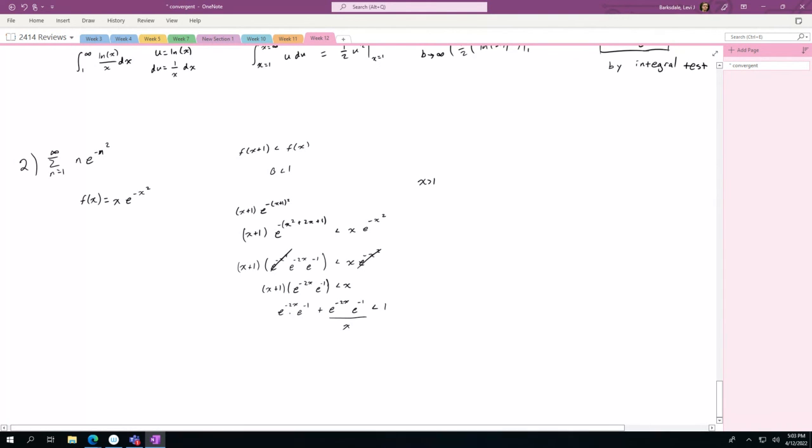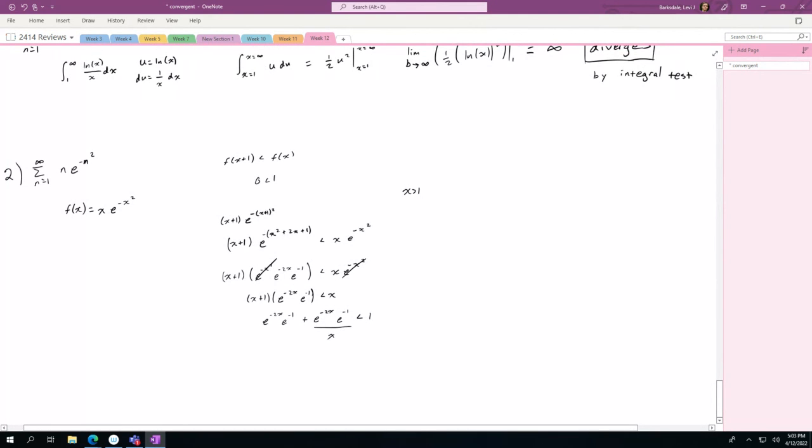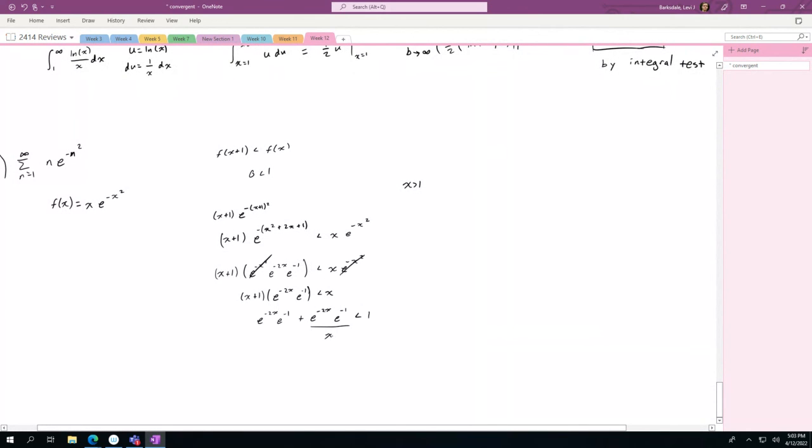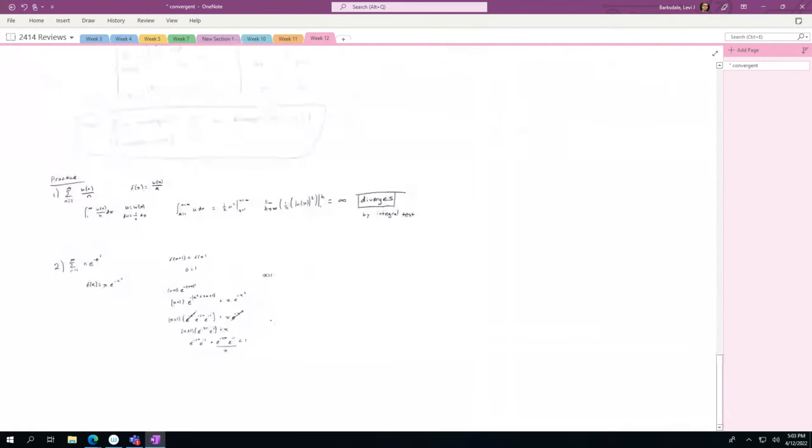Well, what I happen to know is that e to the negative 2x times e to the negative first, as I let x go to infinity, this is going to get really small, right? Similarly, this is also going to get really small. In fact, because x is bigger than 1, this is always going to be less than or equal to e to the negative 2x, e to the negative first.